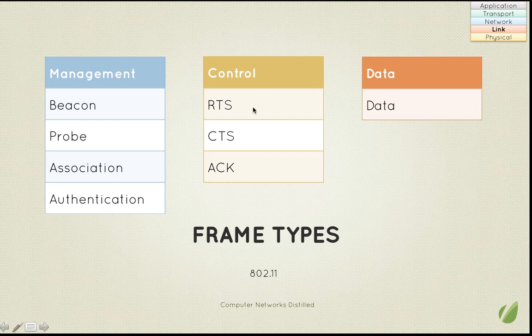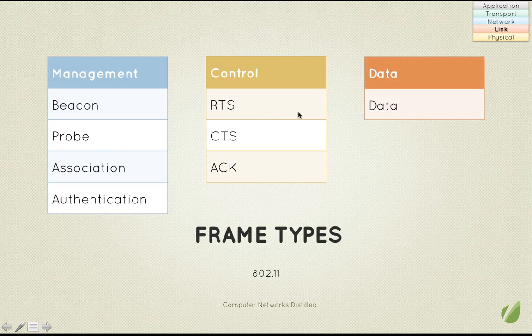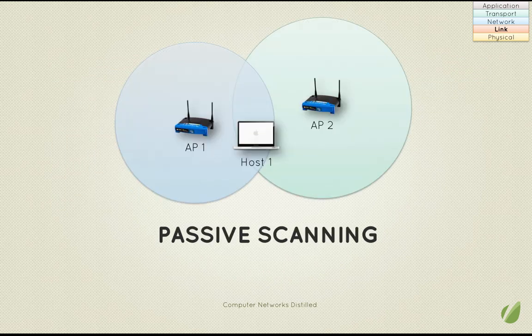In this middle area, there are 3 types of control packets. These are frame types that don't actually communicate data, but they're used for data transmission: request to send, clear to send, and acknowledgement, all of which we'll talk about later. And lastly, there are the data frames. This is what we're all about, which is the frames that actually transmit data from a sender to a receiver.